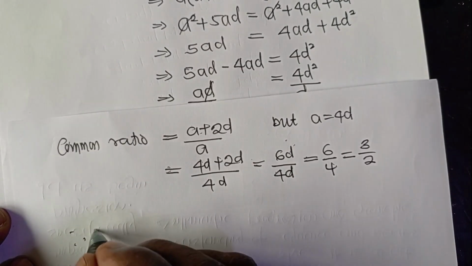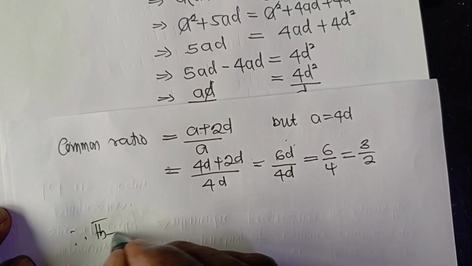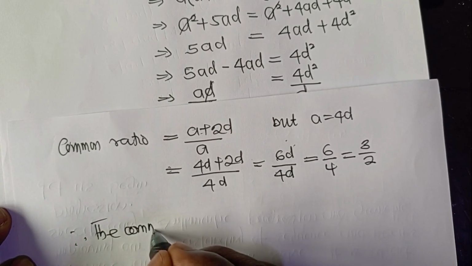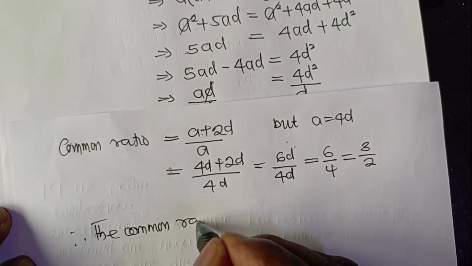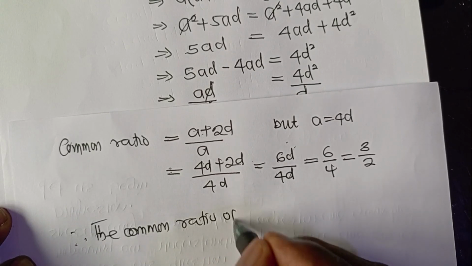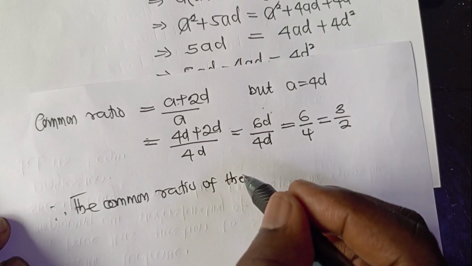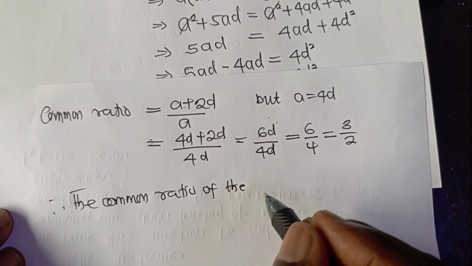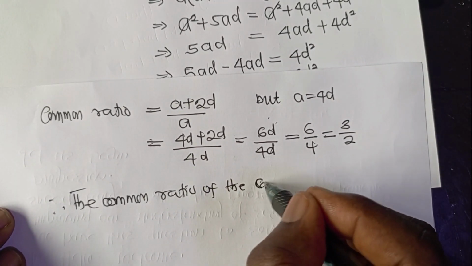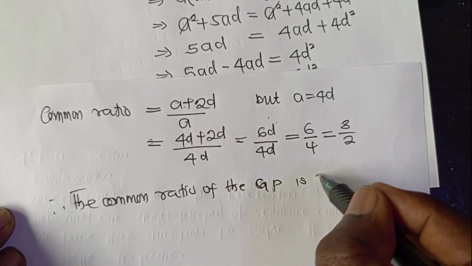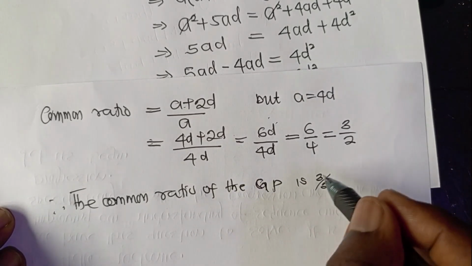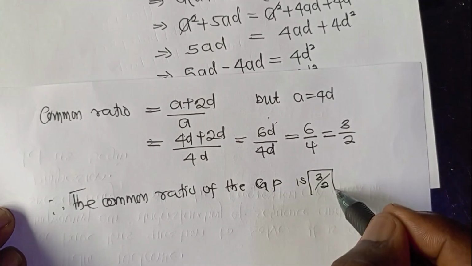Therefore, the common ratio of the GP, that's the geometric progression, is 3 over 2. And that is the common ratio.